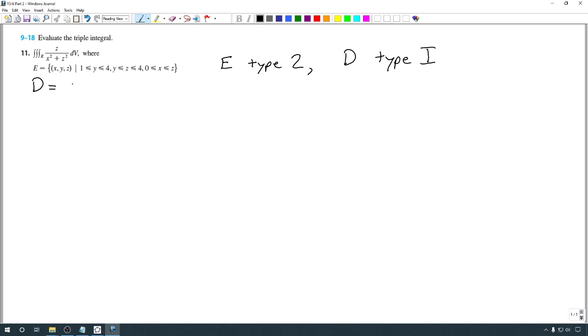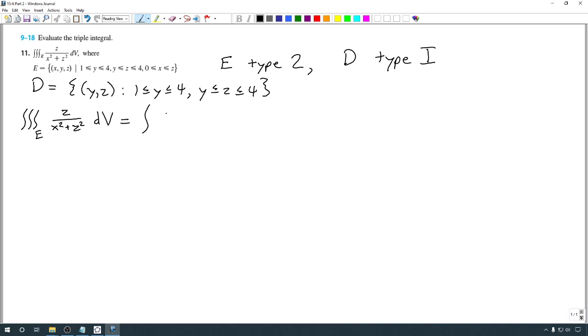You can say here D is the region in the YZ plane where y is between 1 and 4, and z is between y and 4. They've already done that breakdown for us, so we don't really have to set it up ourselves. We're going to have to do that in some of the other examples. But the point here is our triple integral we can write down as an iterated integral using these limits.